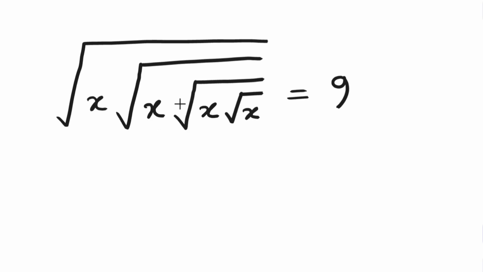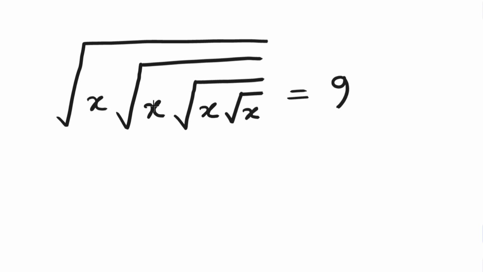Hello friends, let's find the value of x if four nested square roots of x together equal 9. Let's solve this carefully step by step. We are given that 4 nested square roots of x equals 9.